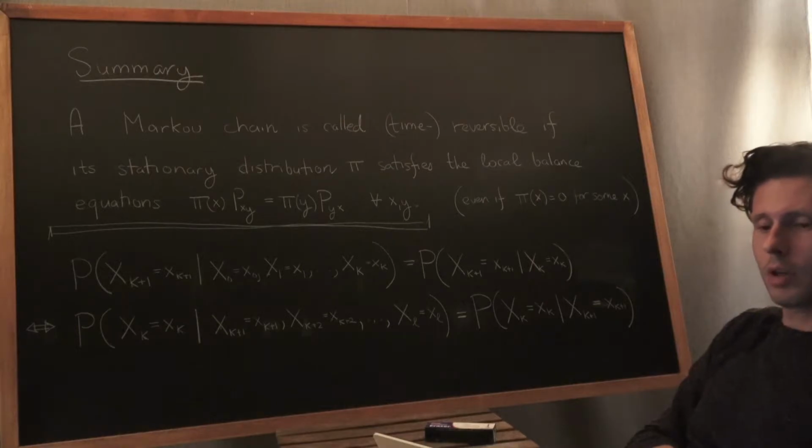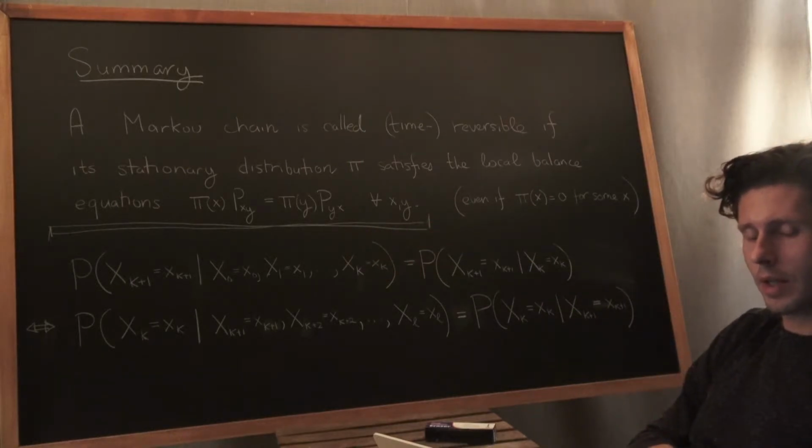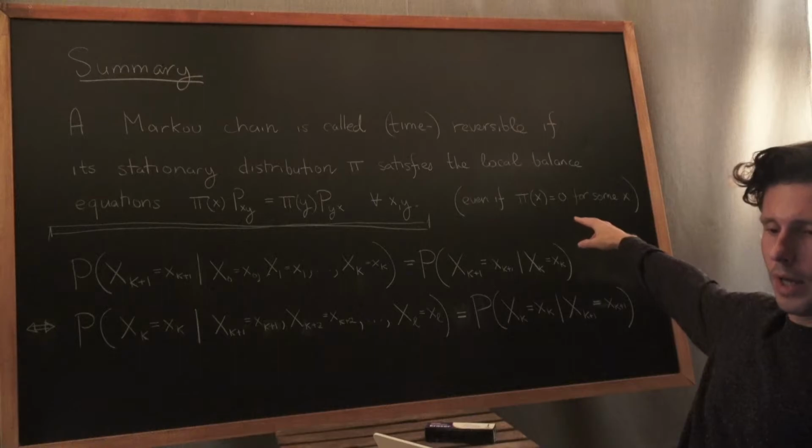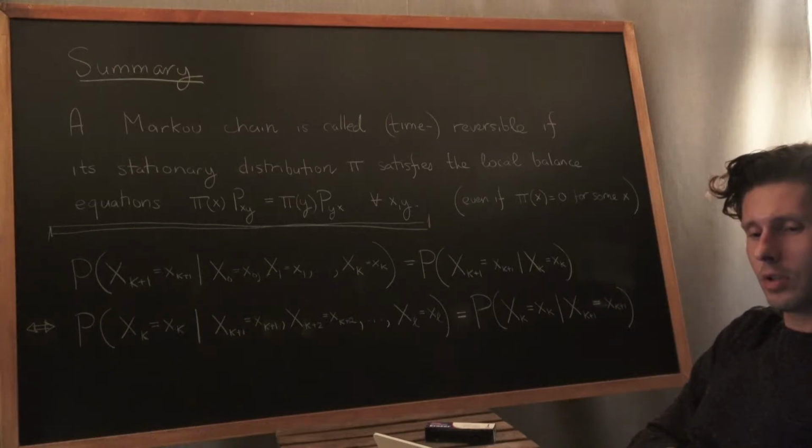A Markov chain is called reversible, time reversible, if its stationary distribution pi satisfies the local balance equations, which are right here, and they have to hold for all pairs of states x, y. The only difference in this standard textbook definition is that pi x is allowed to be 0. We didn't allow that, because in our construction of the time reversed process x prime, the time reverse chain, we had to divide by pi x, so it had to be greater than 0.